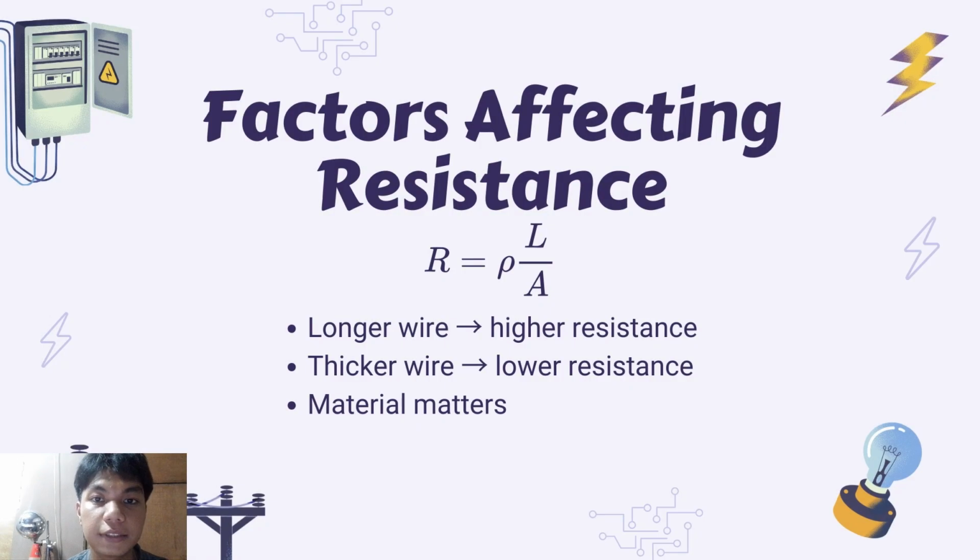Next, resistance depends on three main factors. First, the length of the wire. Next, its thickness. Then lastly, the type of material. A longer wire increases resistance, while a thicker wire decreases it. Different materials also affect how easily electrons can move.